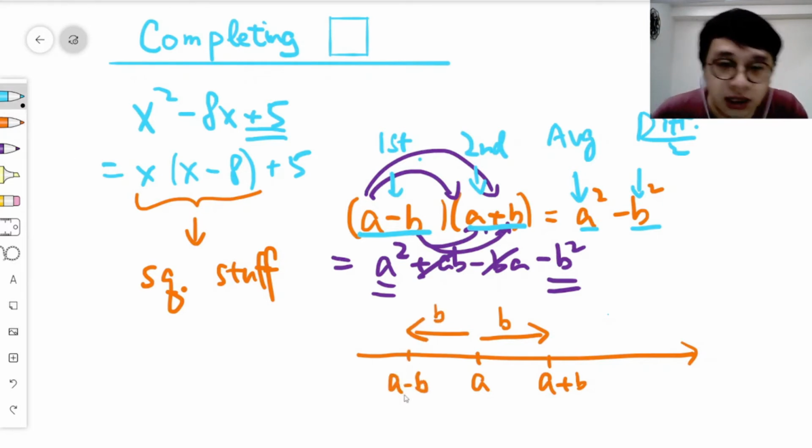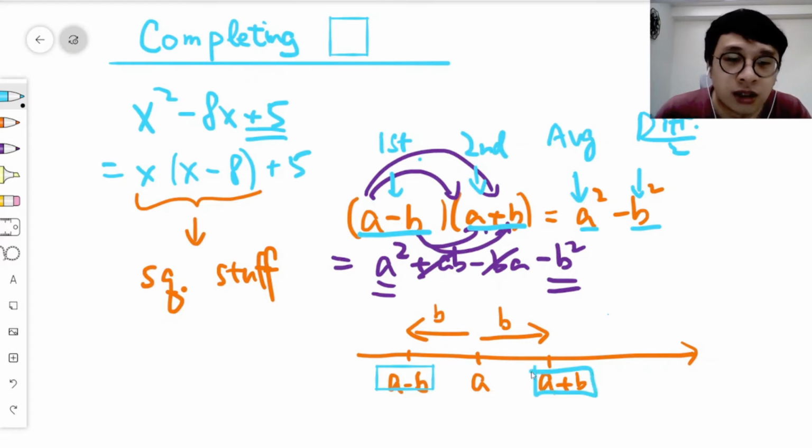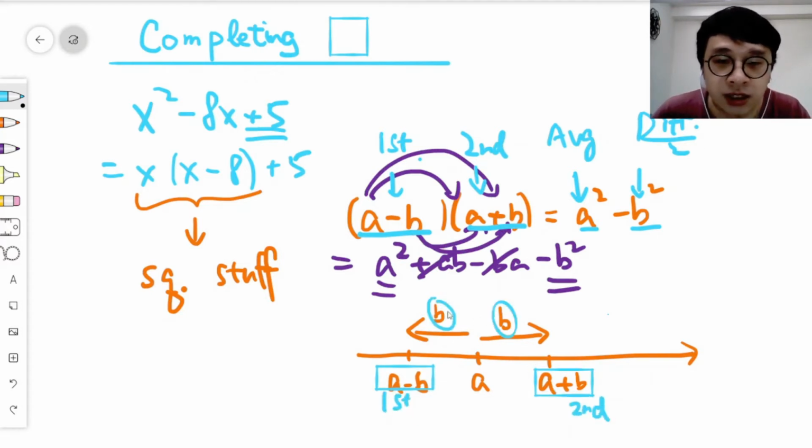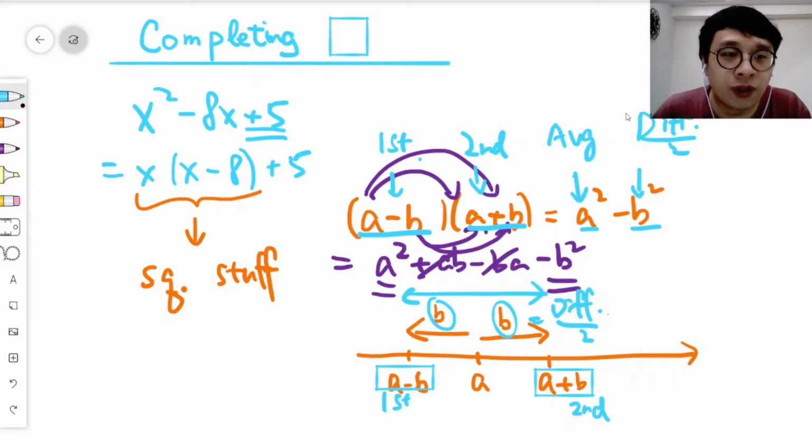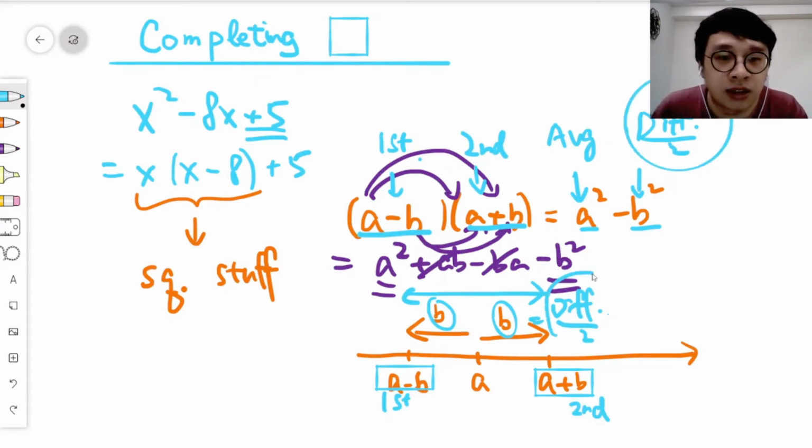So these are the four guys, a minus b and a plus b as the first and second number, and then b as the distance. So I guess you can see that the total distance is 2b. So halfway through, it is the difference divided by 2. So we can verify from this that b is the difference divided by 2.